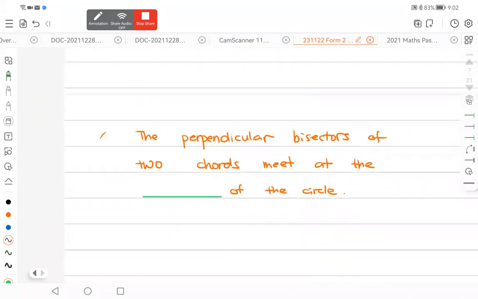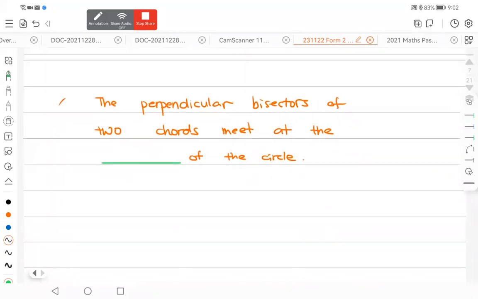The perpendicular bisectors of two chords meet at the center. That's how we find the center of the circle. Right? That's how we find the center of the circle.